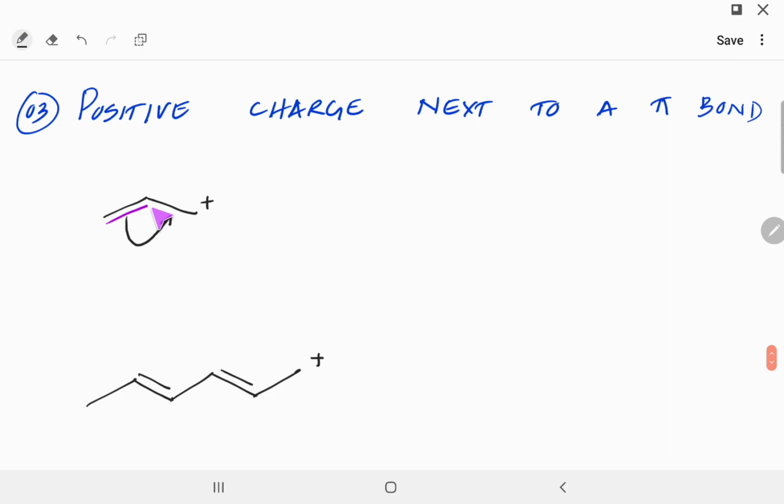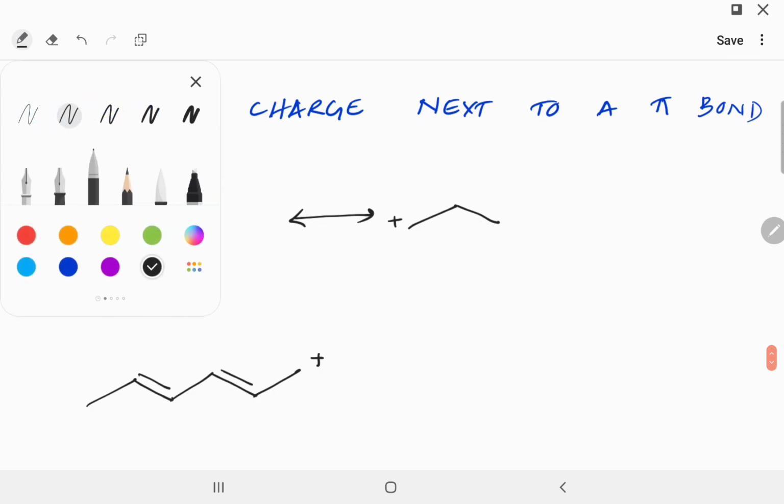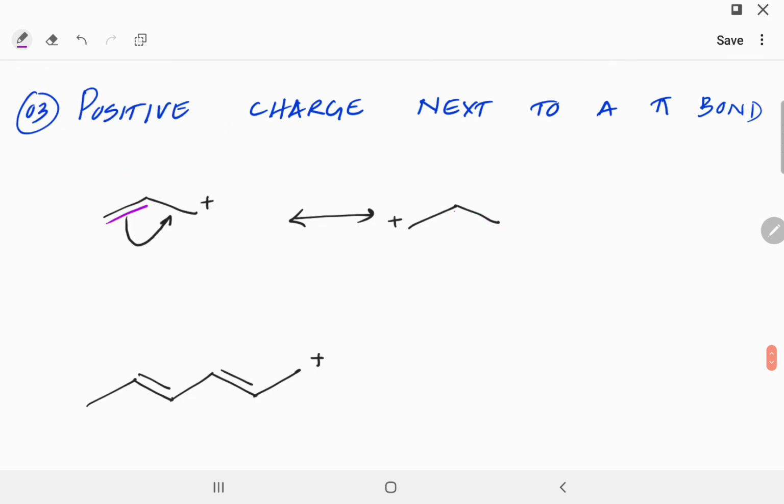And now you will make a new bond between this carbon and this carbon, right? If that is the case, you are no longer going to have a double bond between these 2 carbons, but you are going to have a double bond between these 2 carbons, and the positive charge will actually migrate all the way to this side. All right, as you can see, this carbon right here, let's call it number 1 carbon. 1 2 3, 1 2 3.